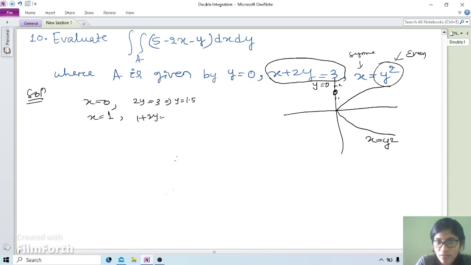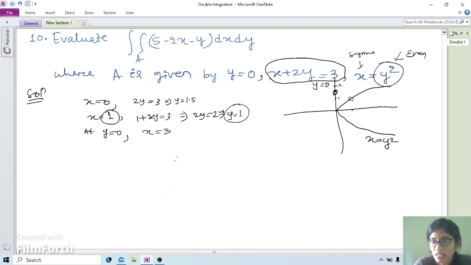And when we put x equal to 1, 1 plus 2y equal to 3. That means 2y equal to 2, that implies y is equal to 1. At x equal to 1, y equal to 1. That means here at y equal to 0, x equal to 3. We have to find the area of this portion.